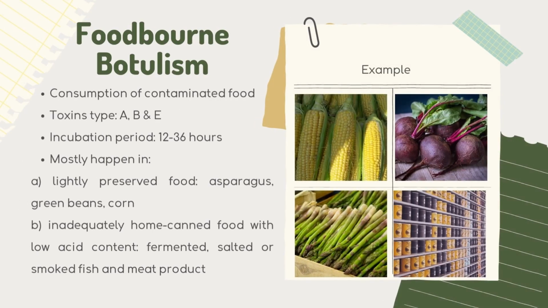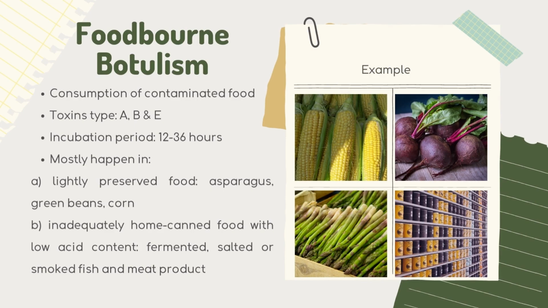The most common form of botulism is foodborne botulism, which happens due to consumption of contaminated food. Toxin type A, B, or E will be produced in food due to low oxygen content and a suitable environment for the growth of bacteria. Symptoms begin to show 12 to 36 hours after the toxin gets into the body. This form of botulism mostly happens in lightly preserved food such as asparagus, green beans, corn, and inadequately home-canned food with low acid content, such as fermented, salted, or smoked fish and meat products.